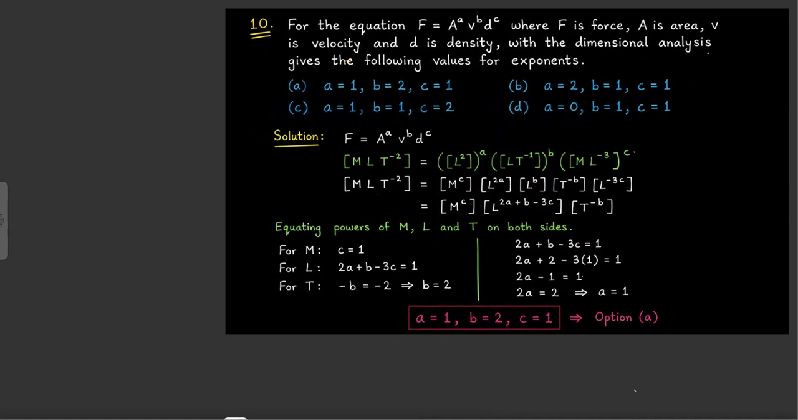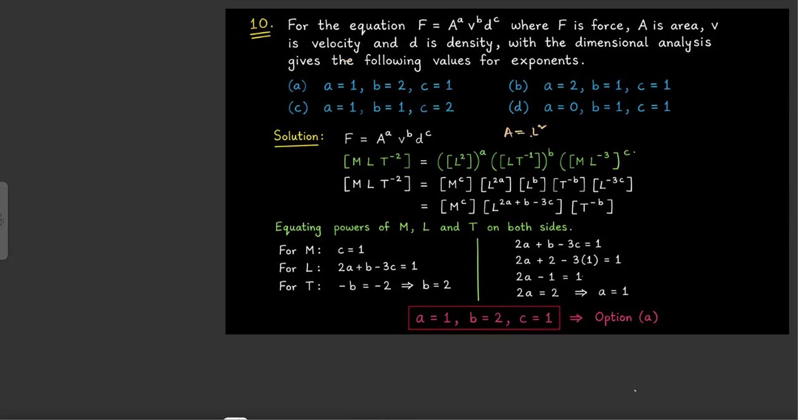Now what we need to calculate is the value of a, b, and c. There are two ways to do the question. First, we'll do the proper way, where we'll do the dimensional analysis. Force we'll write as force equals A to the power a, velocity to the power b, density to the power c.